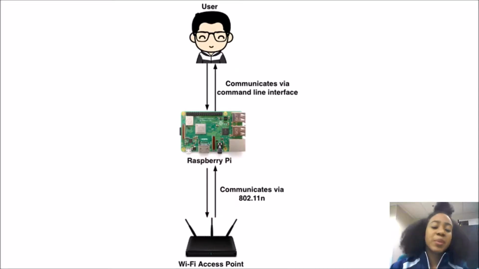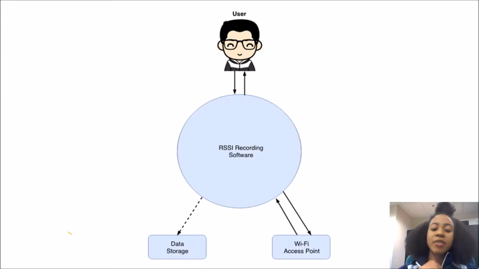We're using a Raspberry Pi to receive Wi-Fi signals from a wireless router. The user controls the program from the command line of the Raspberry Pi. This diagram is showing how the user interfaces with the recording software. The recording software sends packets to the router and receives the response back with updates of the RSSI data. The recording software also stores signal levels into the data storage location.